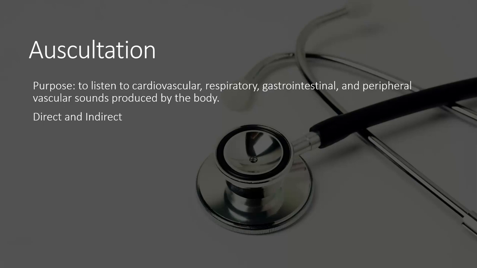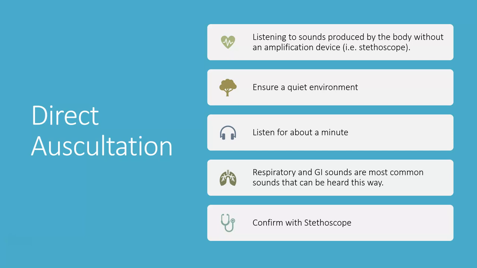Okay, and then lastly, we are going to talk about auscultation. So the purpose is to listen to the cardiovascular, respiratory, gastrointestinal, and peripheral vascular sounds produced by the body. You can do this directly and indirectly. So direct auscultation, this is listening to sounds produced by the body without an amplification device. So an amplification device would be either a stethoscope or like a Doppler.